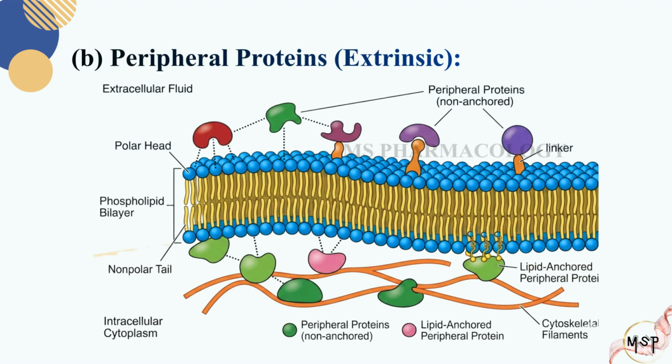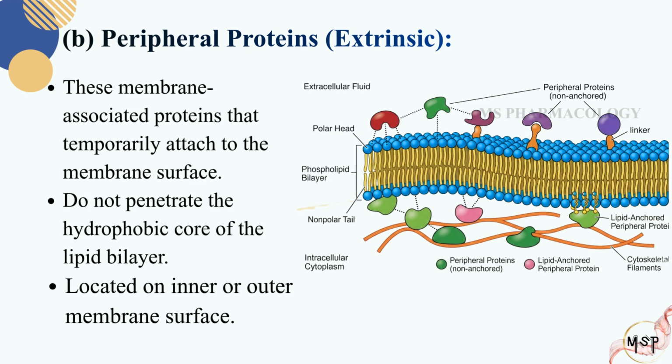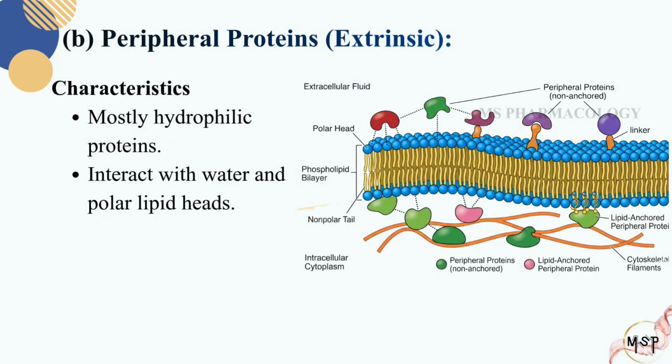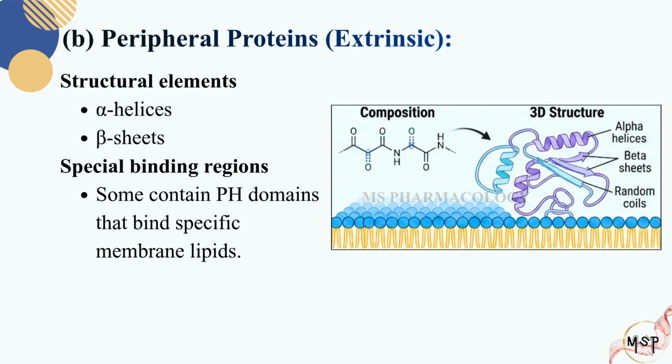Next, we'll learn about peripheral or extrinsic proteins, the specialists of the cell membrane. Peripheral proteins temporarily attach to the inner or outer surfaces of the membrane, unlike integral proteins that penetrate the membrane's oily core. They usually connect to either integral proteins or to the polar heads of phospholipids. Peripheral proteins are mainly hydrophilic, meaning they love water. They often interact with the watery environment inside or outside the cell and with the polar heads of the lipids. Structurally, they have alpha helices and beta sheets, but lack the long stretches of oily amino acids that let integral proteins bury themselves in the membrane.